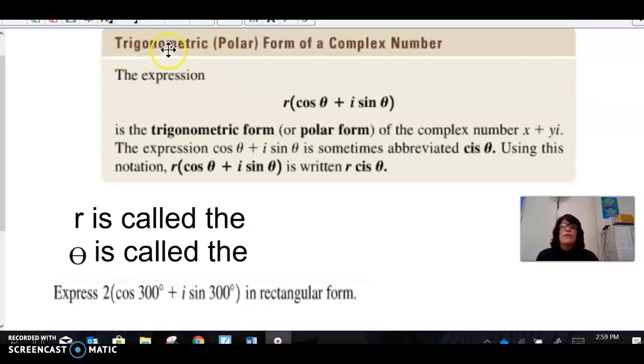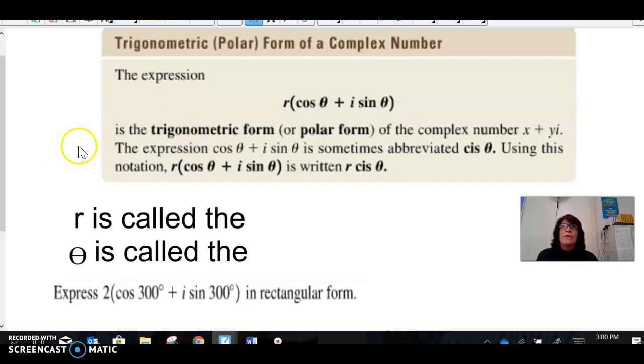So this is our trigonometric polar form of a complex number. Instead of x plus yi, we have r cosine theta plus i sine theta. This is the trigonometric form. We already did complex number form, x plus yi. This is trigonometric form.